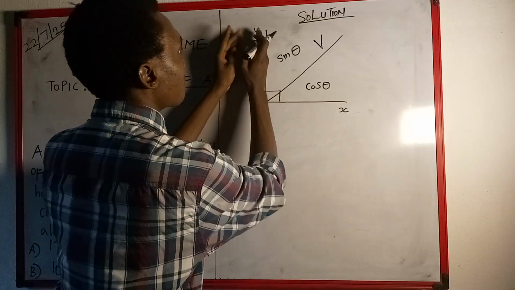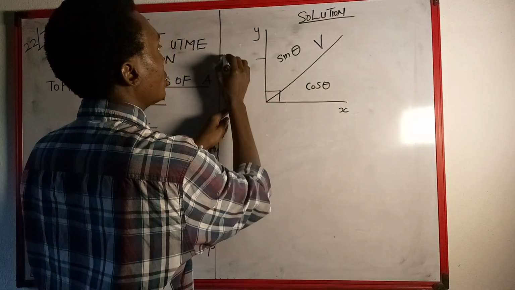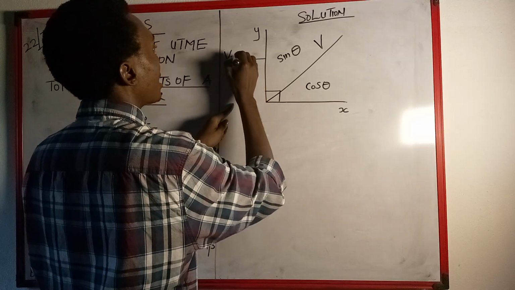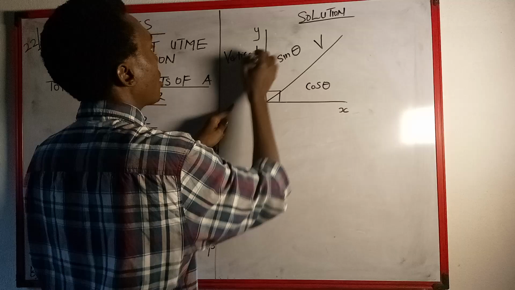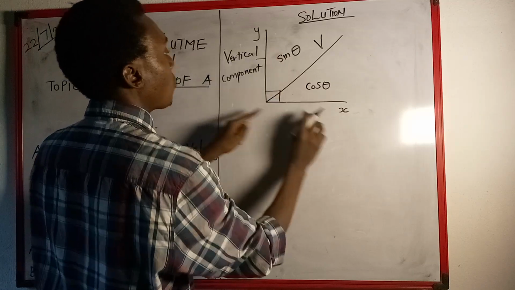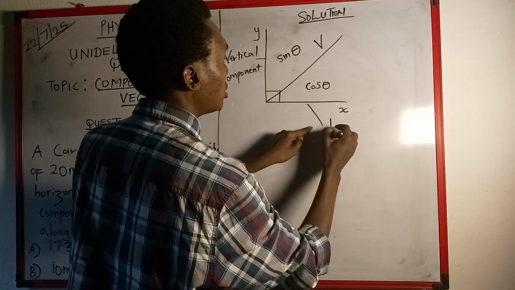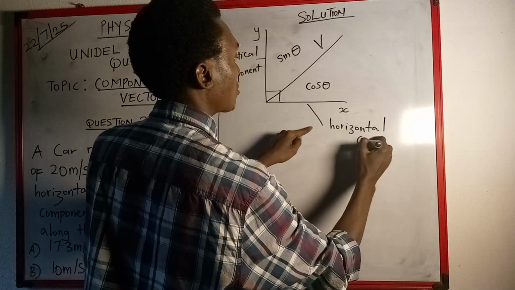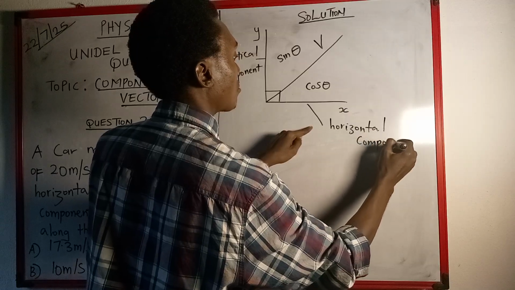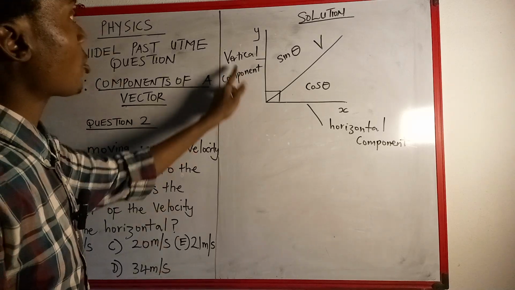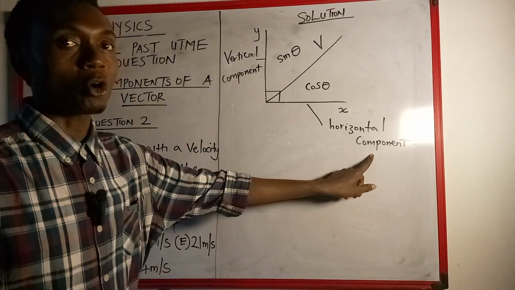Now for the y-axis, we call it the vertical component, while for the x-axis we call it the horizontal component. Okay, so please take note: vertical component, horizontal component.